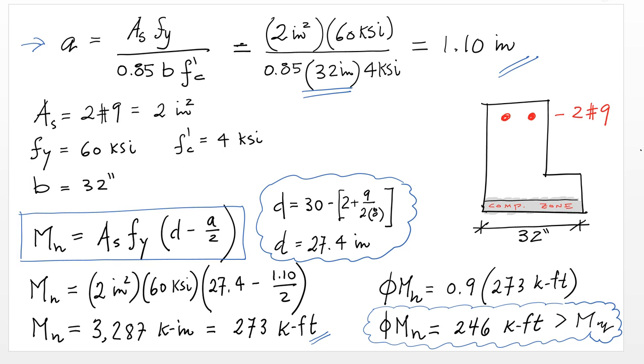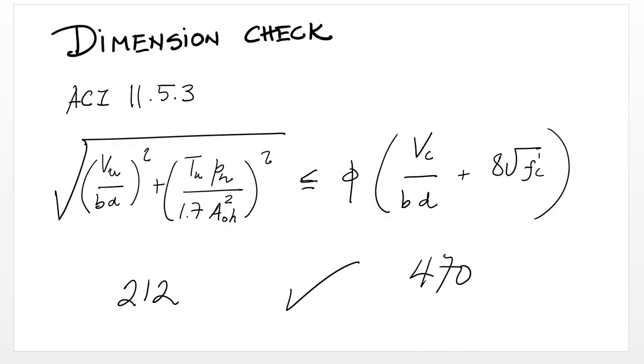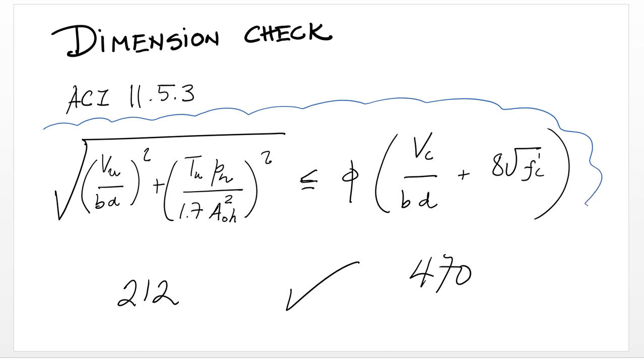Okay, after designing for flexure and obtaining that we only needed the minimum reinforcement, 2 number 9s, we proceed to design for shear and torsion. The first thing we do is check that the dimensions of the beam are adequate to resist the combined shear and torsion. To do that, ACI 11.5.3 provides us with this formula to perform that check.